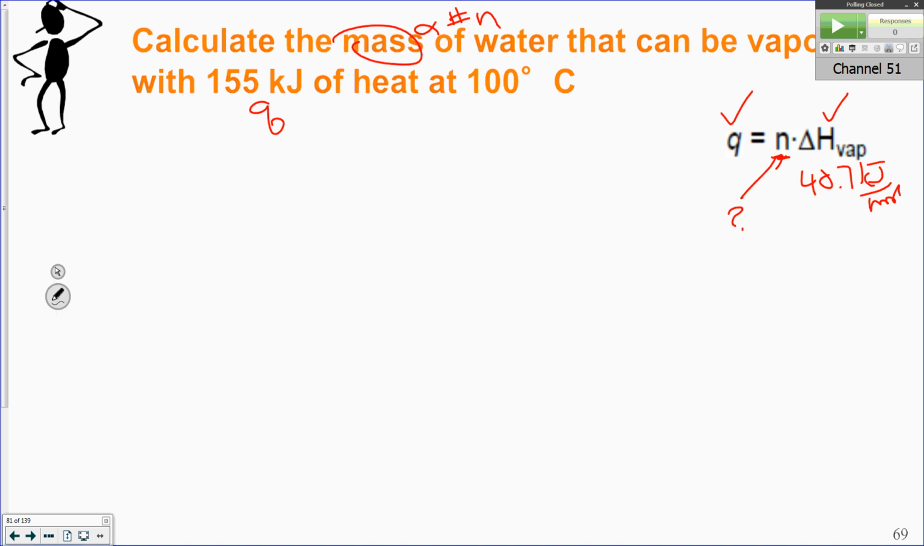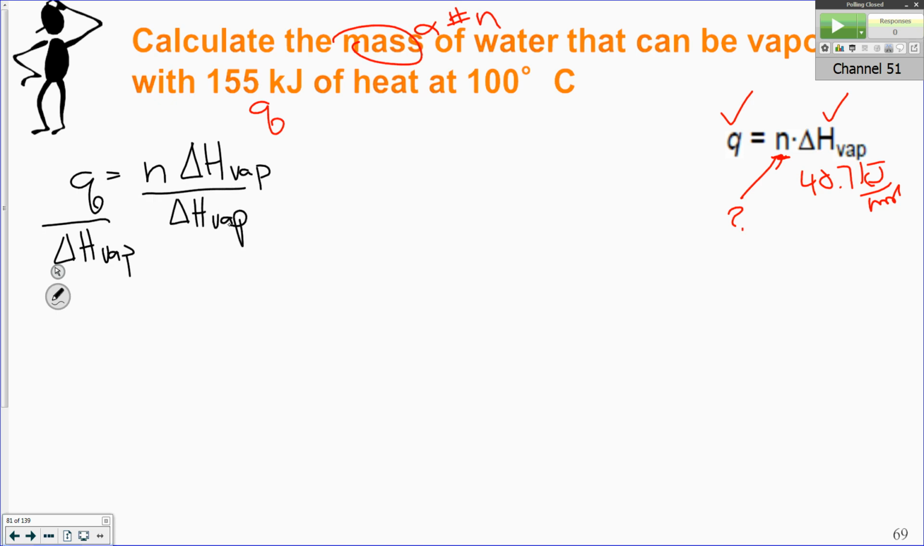All right, if we take our base equation, Q is equal to n delta H vaporization, I prefer to do the algebra up front. You can do the algebra at the end; when you write the numbers out, it doesn't matter. But I would divide both sides by the molar heat of vaporization, let that cancel out, and that gives me n is equal to Q divided by the molar heat of vaporization. That's how I would start working this problem. So n is equal to Q, which is 155 kilojoules.